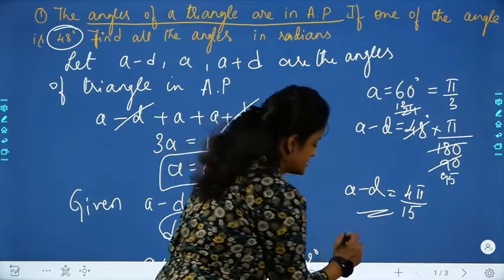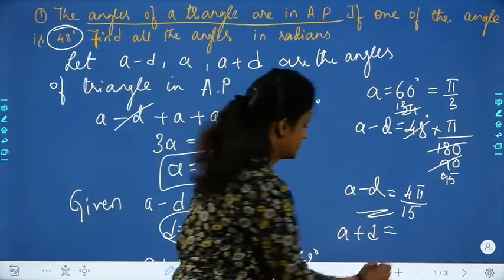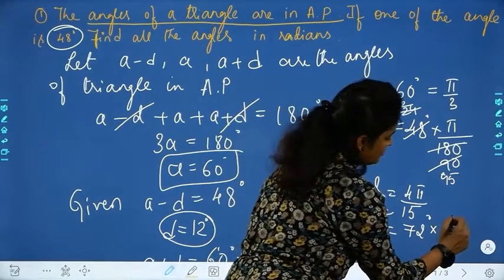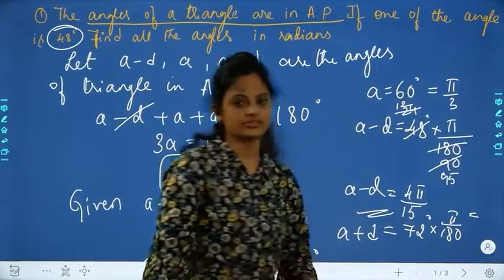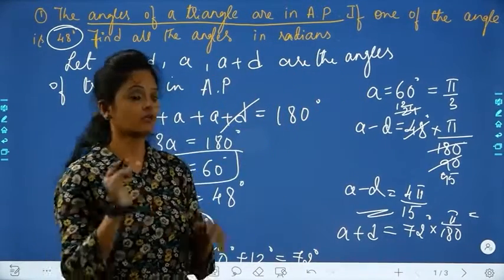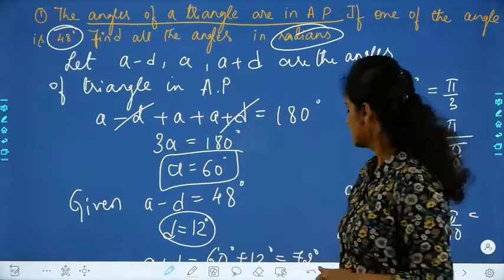Check for A plus D. A plus D you got how much? 72 degree. 72 degree you have to change that to radians. So pi by 180 again and see how much you will get. So after getting the angles you are converting that to radian. Always check whatever is asked, accordingly you write your answer. Let's see the next one.